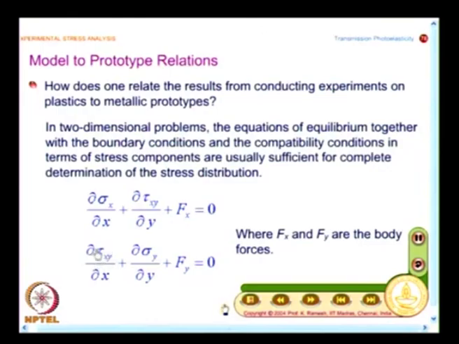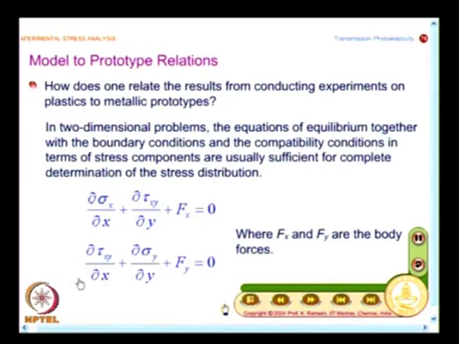Does this expression have any elastic constants? This expression does not have any elastic constants. When this expression does not have any elastic constants, you do not need to worry about variation between a plastic and aluminum to behave when you satisfy this condition. So, the equilibrium condition does not have elastic constants, fine.